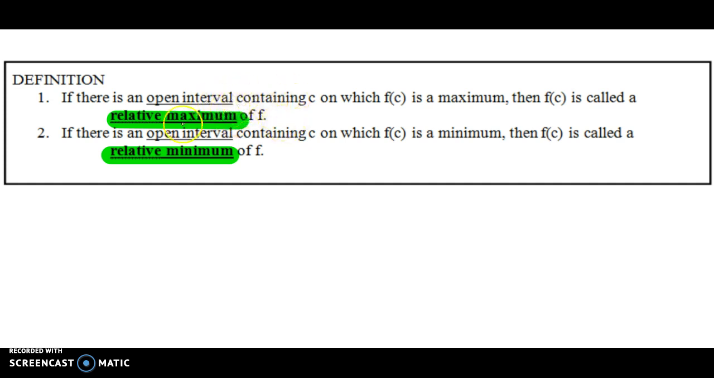So what this is saying is that a relative max or min and an absolute max or min can occur at the same location, really depending on the scenario. Now, we would not have a relative max or min on the endpoints, which is why we specify that it's on an open interval.